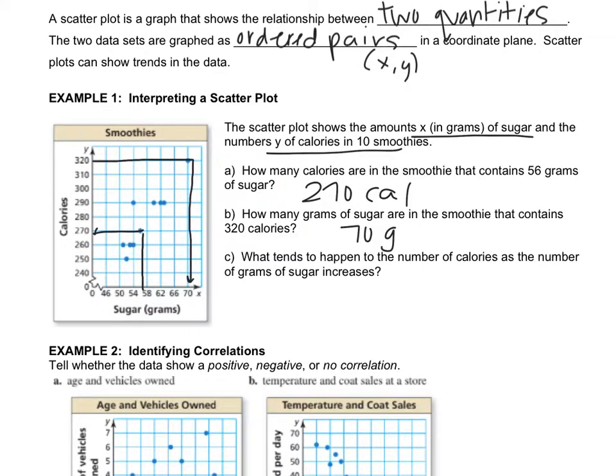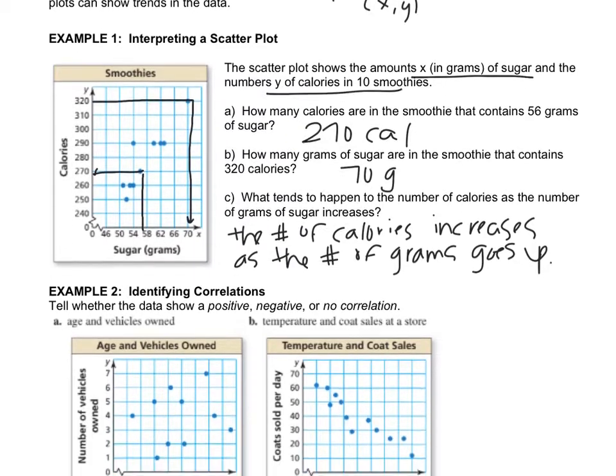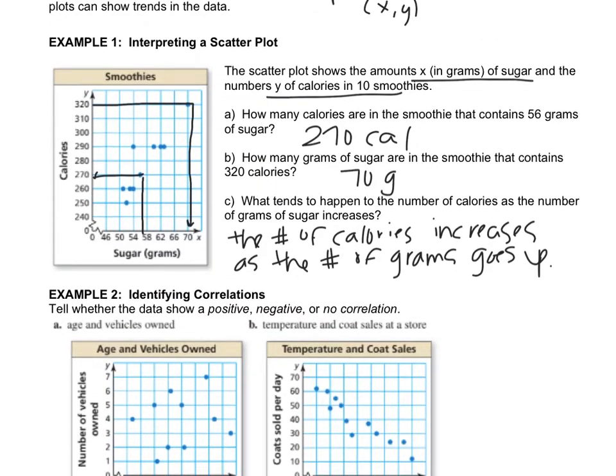So let's just say that. The number of calories increases as the number of grams goes up. When there is a relationship like that, we would say it was a positive relationship or a positive correlation. You can also have a negative correlation or no correlation at all. So in the one that we were just looking at, the smoothie one, this had a positive correlation because the dots kind of seem to go in a positive direction.